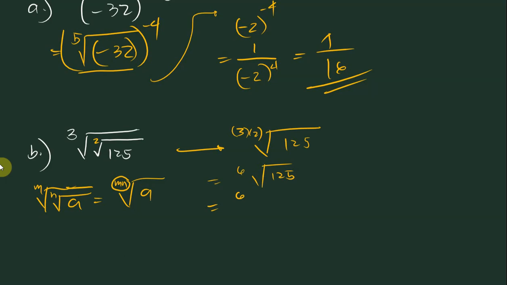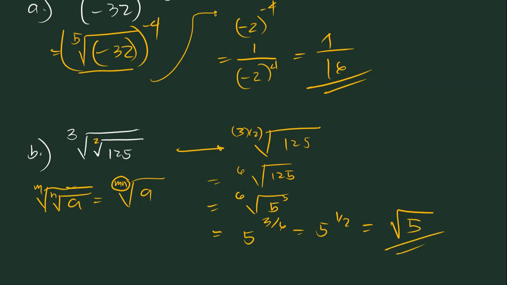Then we can write this further and say that 125 is 5 cubed, right? And then we can rewrite this as 5 raised to 3 over 6, which is equal to 5 raised to 1 half, which is also equal to the square root of 5. Square root of 5. Okay.